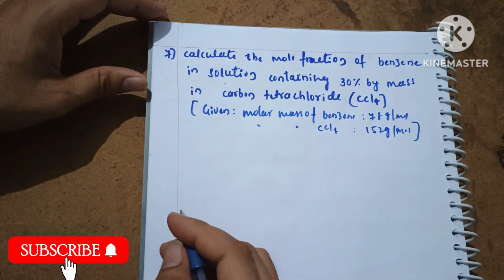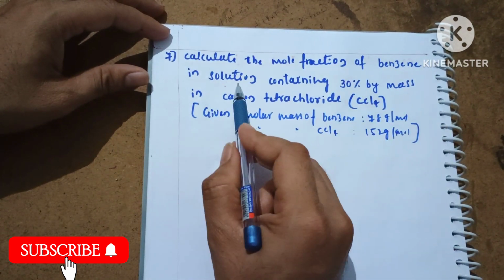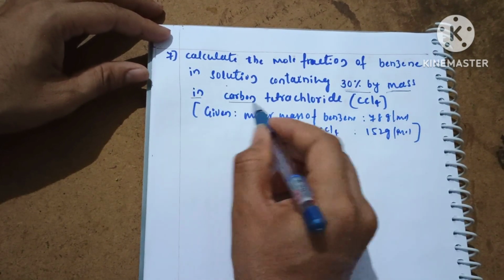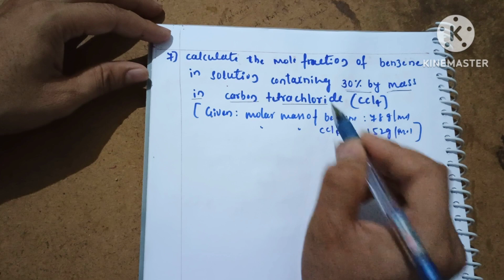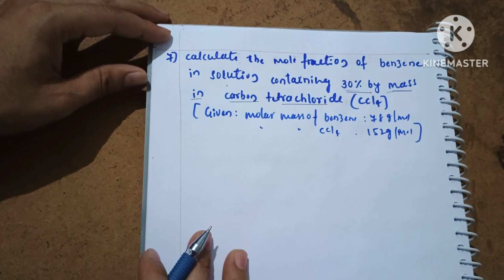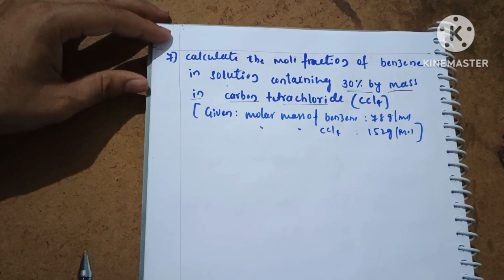The second numerical is: calculate the mole fraction of benzene in a solution containing 30% by mass in carbon tetrachloride. Given that the molar mass of benzene is 78 gram per mole and the molar mass of carbon tetrachloride is 152 gram per mole. Okay, here it says calculate the mole fraction of benzene when 30% of benzene is present in carbon tetrachloride.